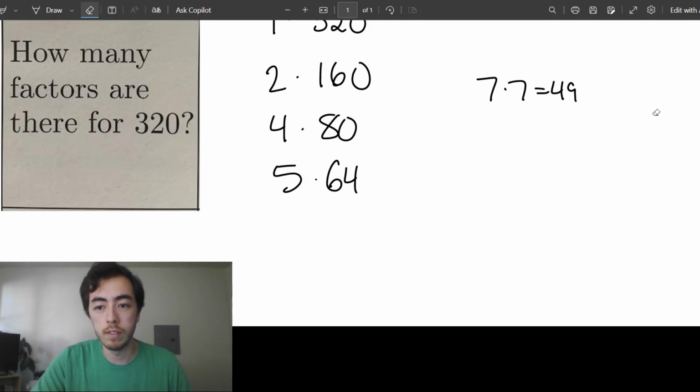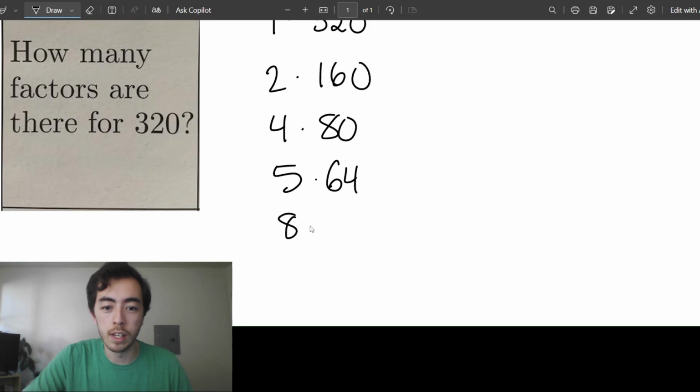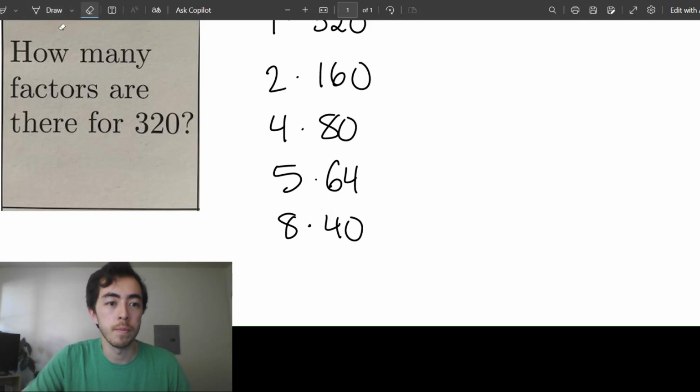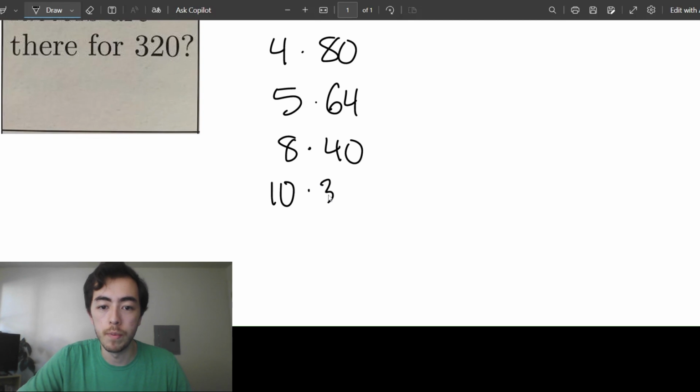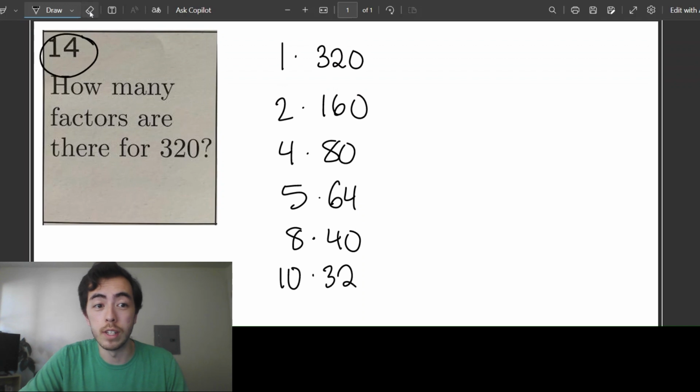Okay, let's keep going. So 7 didn't work. 8 surely will, because 64 did, and 64 is 8 times 8. So I'm imagining moving one of the 8s over here and moving the 5 in there. It should be 8 times 40. Also, I know that 8 times 4 is 32, so that makes sense to me. Okay, 9 won't work because 3 didn't. 10 should work. 10 times 32. And then let's double check what we got going on here. Supposedly the answer is 14, and currently we have 12 factors, so there's only one more to get.